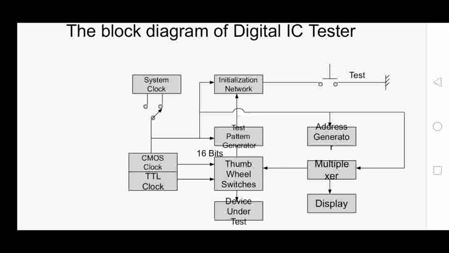When you are pressing the test key for testing the IC, it will initialize a network such that it will give the test pattern by using this test pattern generator. It will also enable the address generator, so it will decode the address for that IC, which will be multiplexed, and finally the display will show whether the IC is working as per our requirement or not.